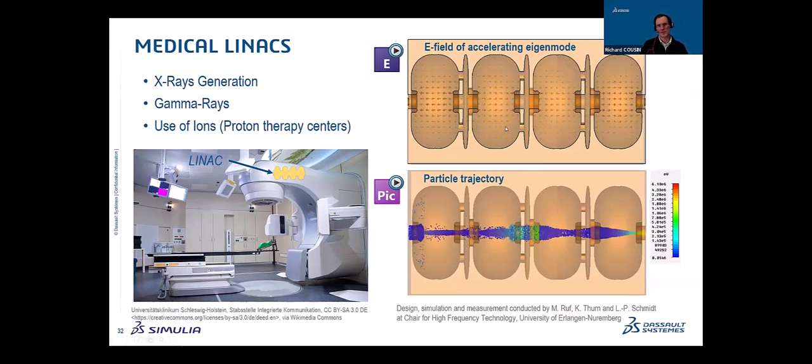This can also be fully parameterized and optimized in order to get the right amount of energy that you need, because these particles will then hit the target, and you will have to get the right amount of energy when you are going to use the X-rays or the gamma rays for the application.